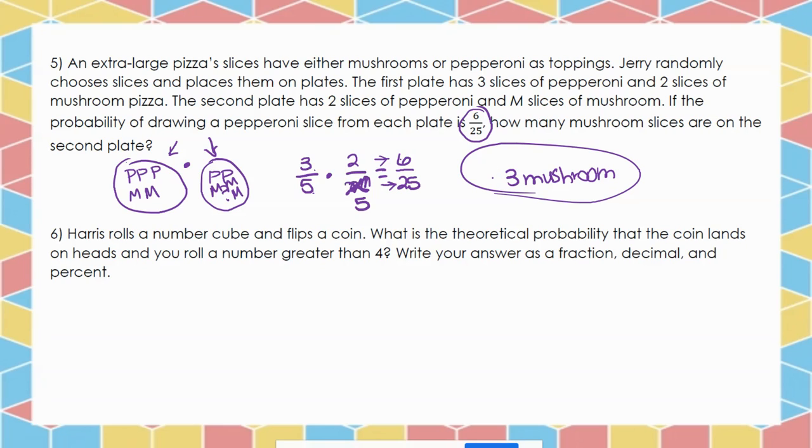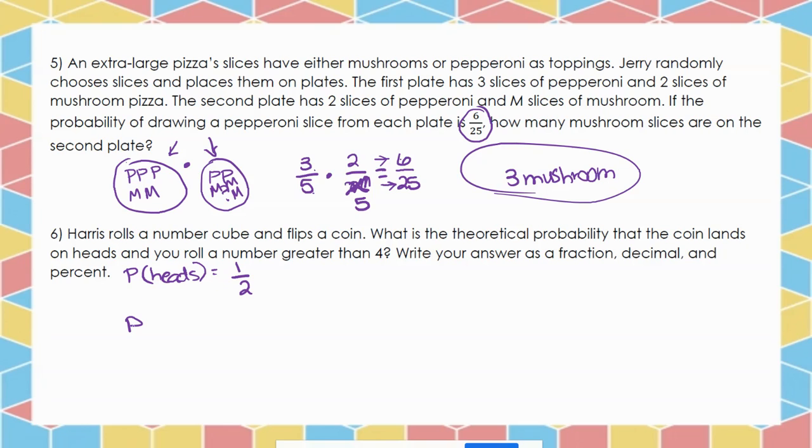Number 6 says Harris rolls a number cube and flips a coin. What is the theoretical probability that the coin lands on heads and you roll a number greater than 4? Write your answer as a fraction, decimal, and percent. Well, the first thing I would need to do here is find the probability of landing on heads. Well, I know that there is 1 heads out of 2 sides on my coin.